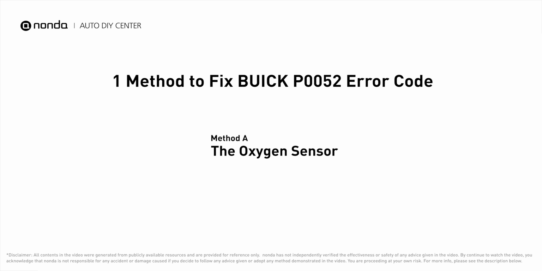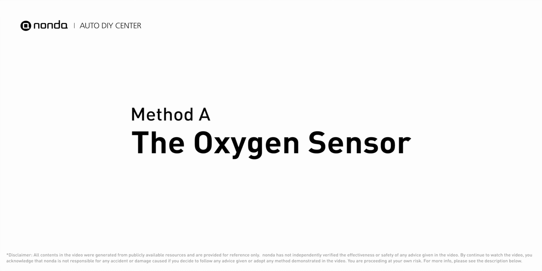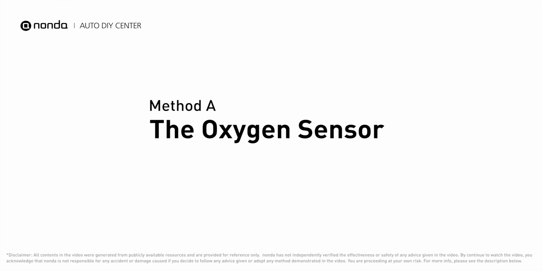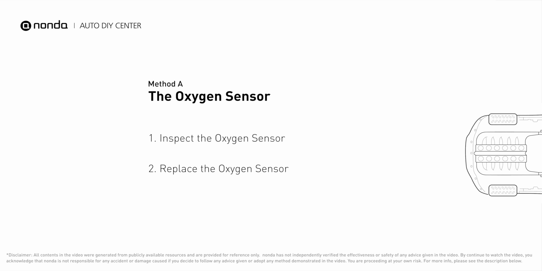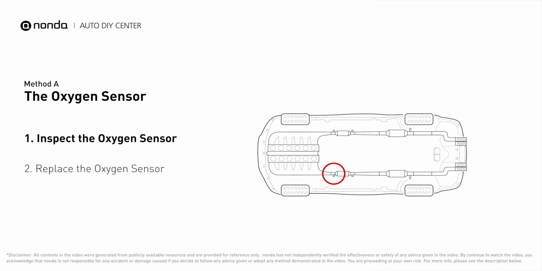Here is one of the most practical solutions to fix Buick's P0052 error code. Method A, the oxygen sensor. This oxygen sensor is located right before the catalytic converter. Bank 2 is on the side with the cylinder number 2. Sensor number 1 is usually the one in the exhaust manifold.